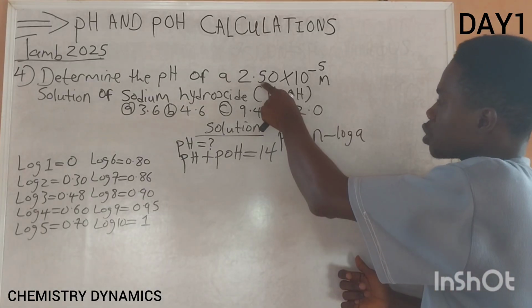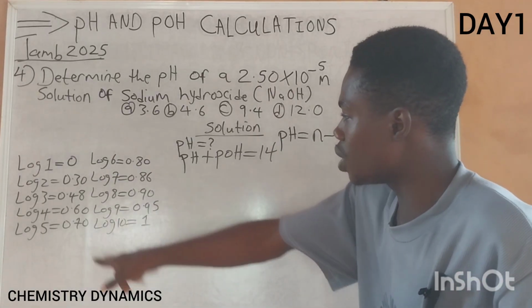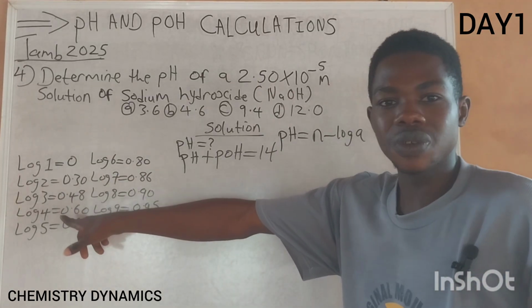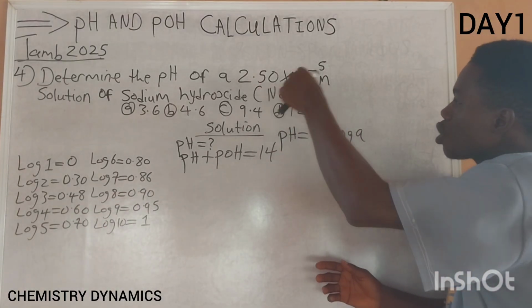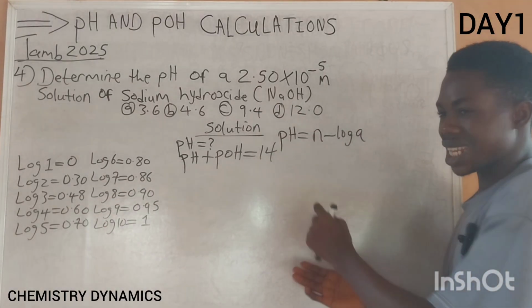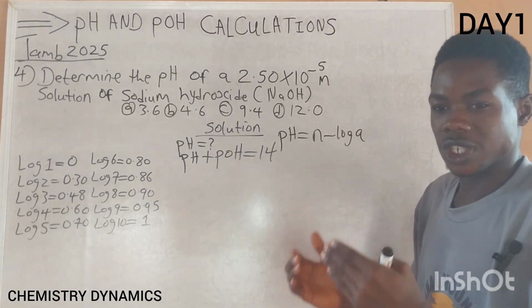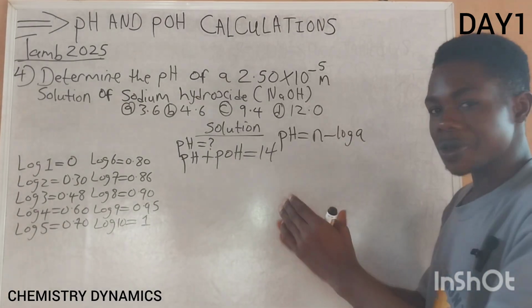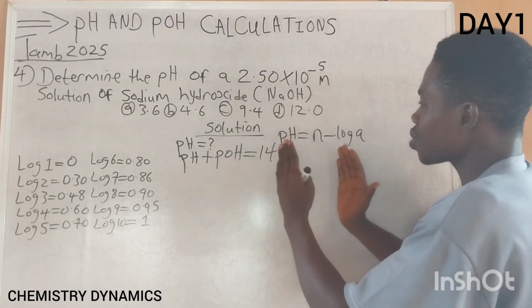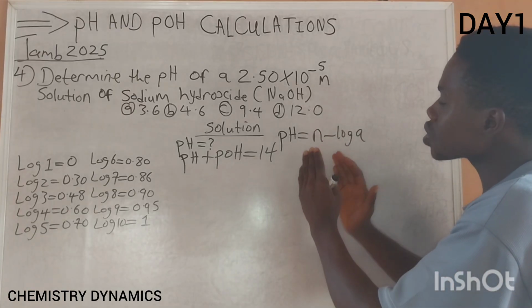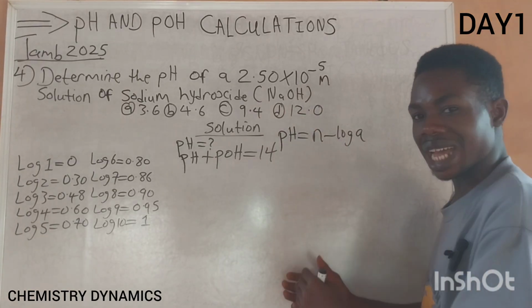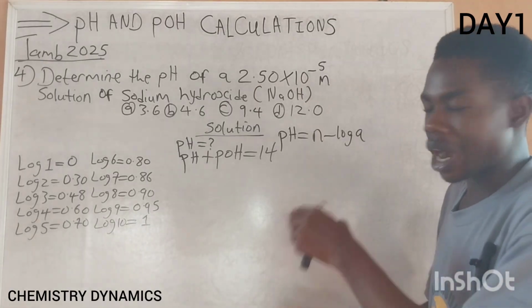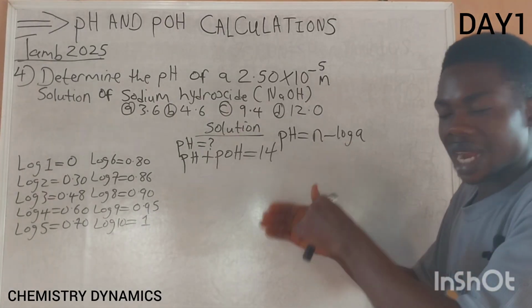So how do you get the value for 2.5? If you check here, I only gave you log 2. I did not give you a value for log 2.5. So how are you going to get the log of 2.5? This becomes a problem for JAMB students each year. But in this video, I'm going to show you how to calculate this question even without a calculator, and we'll still get the answer. The most we'll do is approximate, and we'll still get the right answer.